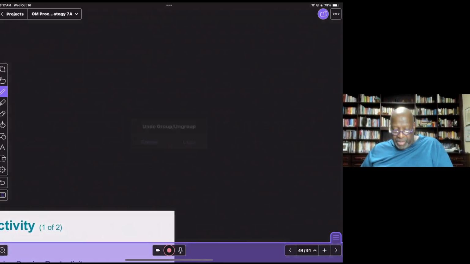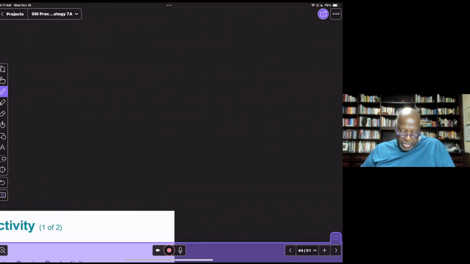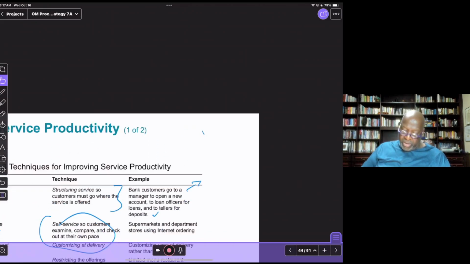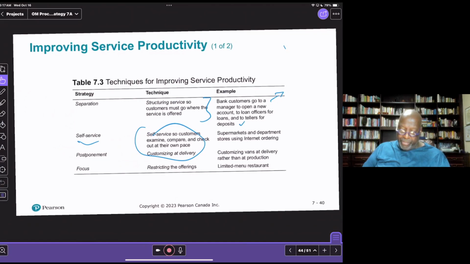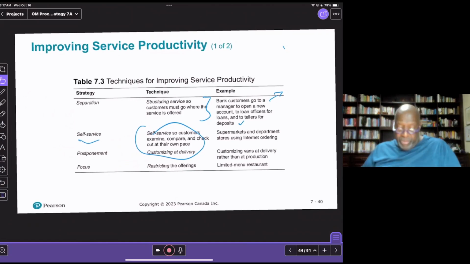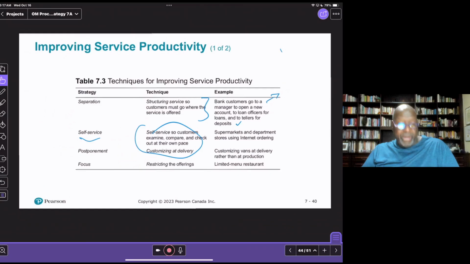Postponement. We've got to see what happened here. My hand slipped. Sorry about that. And that doesn't look right either. Let's go. I think this looks better.